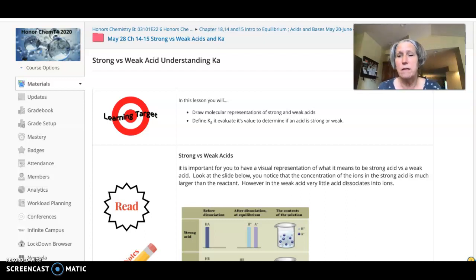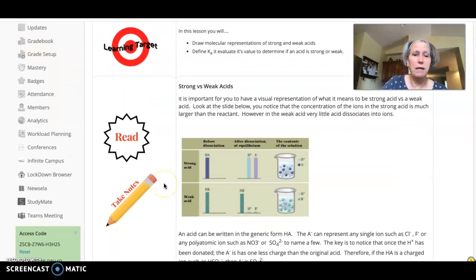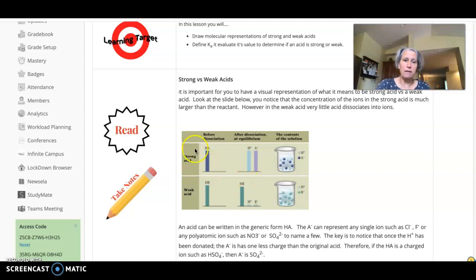I want to give you just a brief rundown about today's lessons and some important things to pay attention to when you're understanding the difference between a strong acid and a weak acid. Kind of taken off of what we learned in the earlier lesson, here you have a picture again of a strong acid, which is completely dissociating into the H plus ion and the A minus ion.